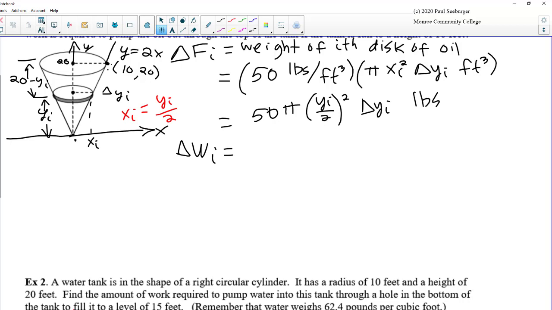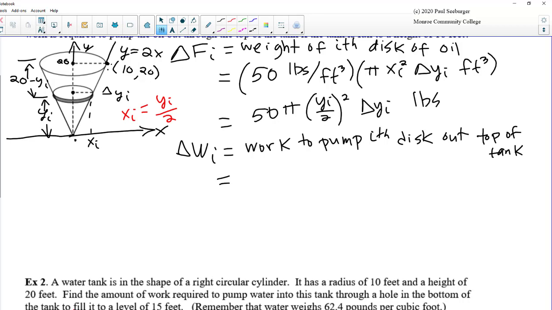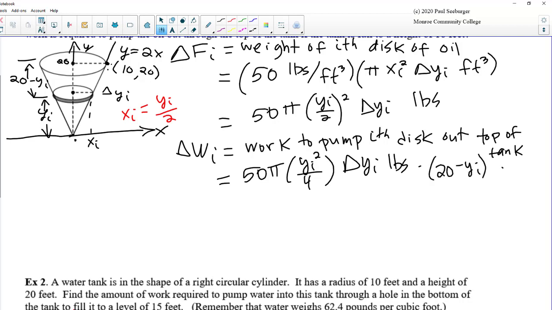The work done in pumping the ith disk out of the tank, right? So work to pump the ith disk out the top of the tank. That's going to equal the weight of that disk, which we have just above there, 50 pi y sub i squared over 4 delta y sub i pounds, times the displacement that we've written over there of 20 minus y sub i feet.